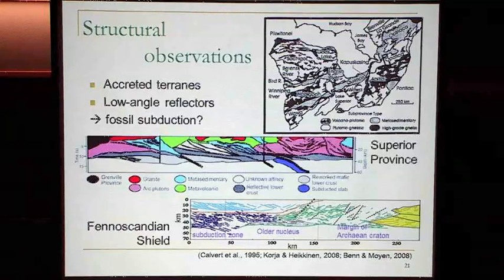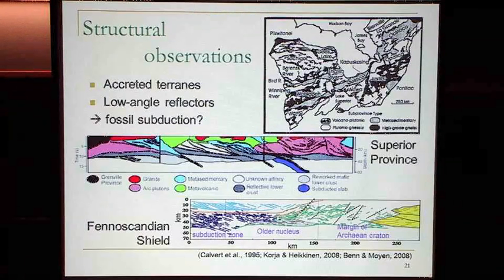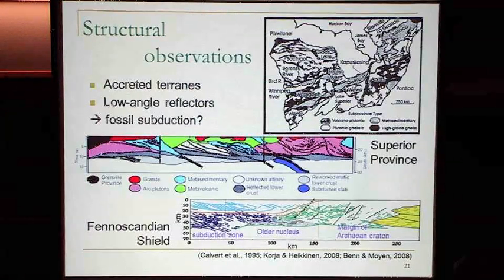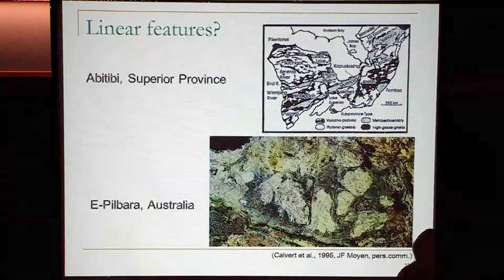They recognize dipping reflectors that have been interpreted as fossil subduction zones. This is again the example of the Superior Province. This is a slightly younger example from Finland. Okay, those features, we don't find them everywhere. We've got the East Pilbara, for example, which is an example where those features are not really observed.